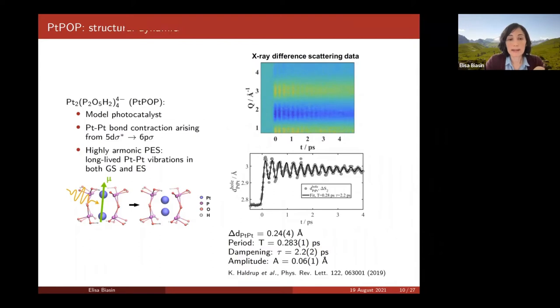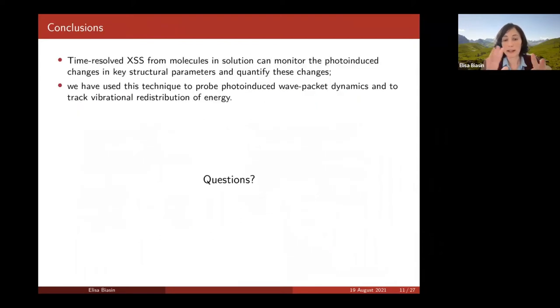So with this, I think I've shown you that we can use time-resolved X-ray scattering to probe key structural parameters in molecules that change after photoexcitation. And that we've used this technique to probe photoinduced wave packet dynamics and to track vibrational redistribution of energy. And this was an example of how we can use scattering to probe intramolecular structural dynamics.